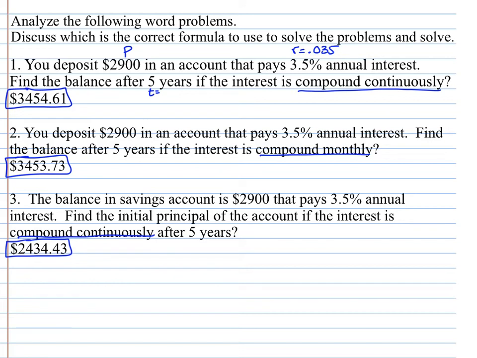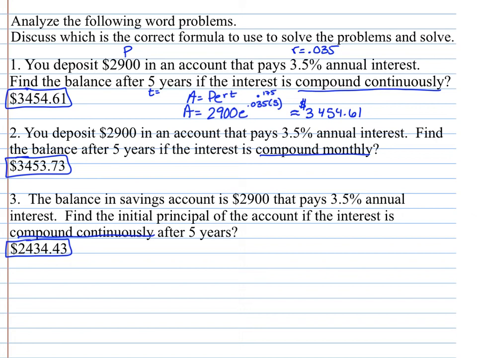So, since it says the interest is compounded continuously, compounded continuously would be your formula for A is equal to P e^(rt), so Pert. So if we substitute that in there, we're going to get 2,900 e^(0.035 times 5), and you put that in your calculator, and you should get that it's approximately $3,454.61. That should be your answer.